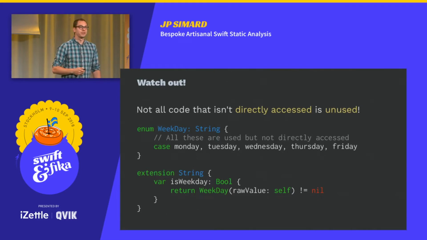Now, there's a few gotchas. When I started writing these rules, I started realizing that there's a lot of valid Swift code that is never directly referenced. Right? And this is where you start getting into traps. So, for example, if you look at this weekday enum, we have Monday, Tuesday, Wednesday, Thursday, Friday, you never explicitly reference one of these, but the fact that they all exist helps you do things like create an instance of this weekday enum from a string and know if it's a valid weekday. You would never actually write this code, but it's just kind of a contrived example.